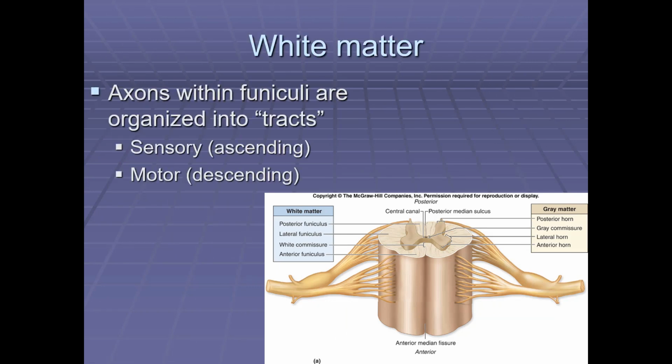All right, within the white matter, remember white matter is just myelinated axons. You have axons running up and down the spinal cord in this white matter, and remember we call a bundle of axons in the central nervous system a tract. So these tracts run up and down the spinal cord. The sensory tracts are also called ascending because they're taking information up towards the brain. The motor ones are called descending because they're bringing signals down away from the brain and sending them out.